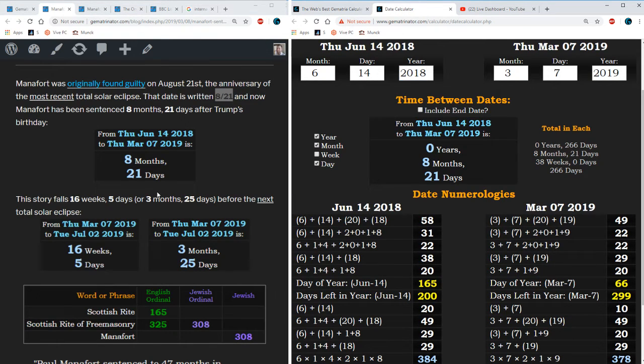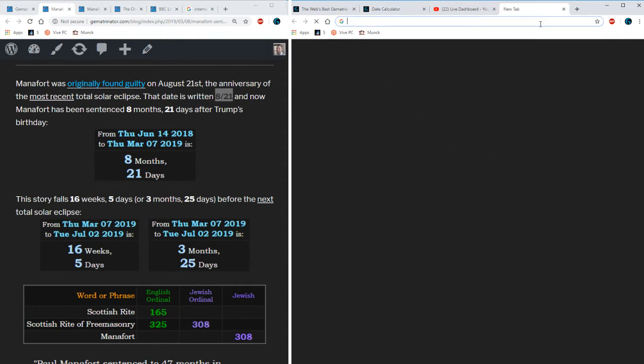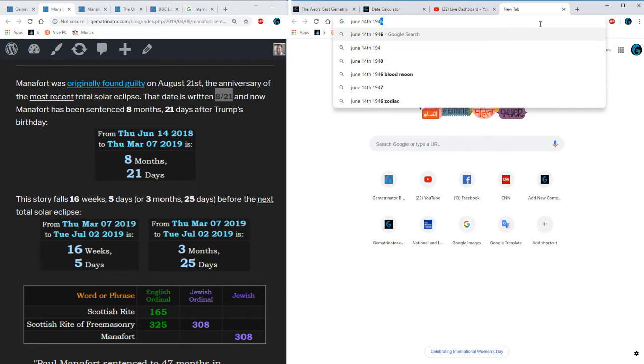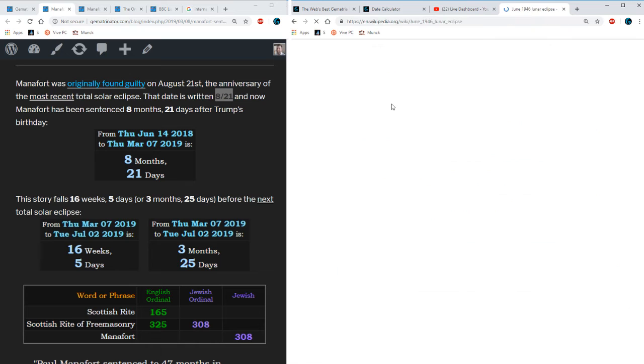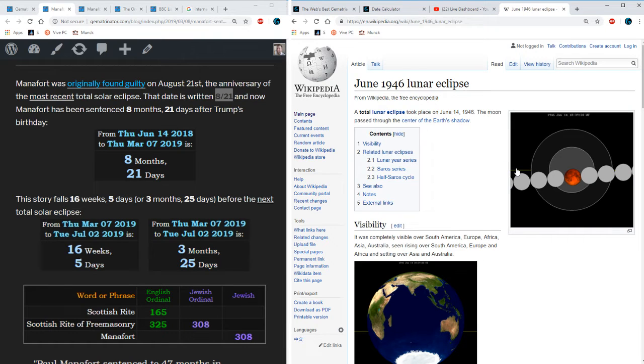On the date that Manafort was sentenced to prison, Donald Trump was 8 months and 21 days after his birthday. Remember, Donald Trump was born on June 14th, 1946, that was the same date as a total lunar eclipse. So while solar eclipses are no doubt more significant since they're more rare, lunar eclipses are also very important. And June 14th, there you go, same day as Donald Trump's birthday.